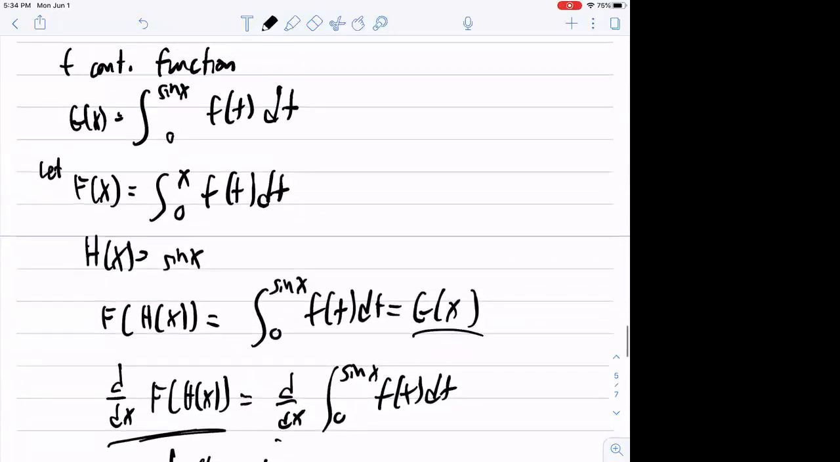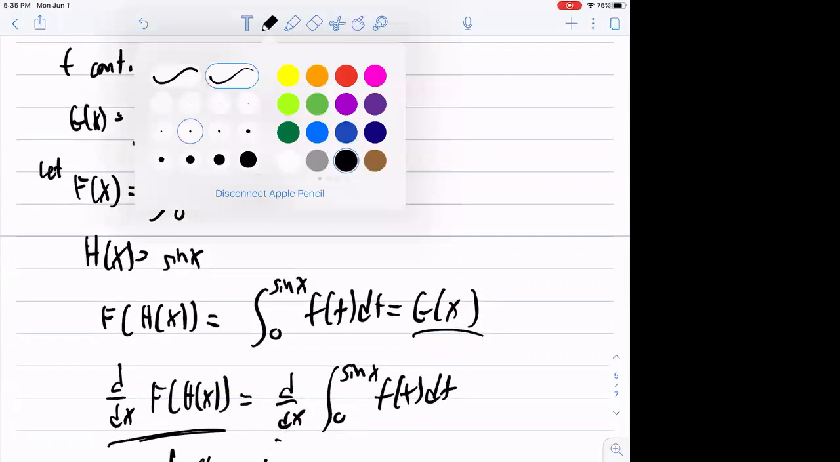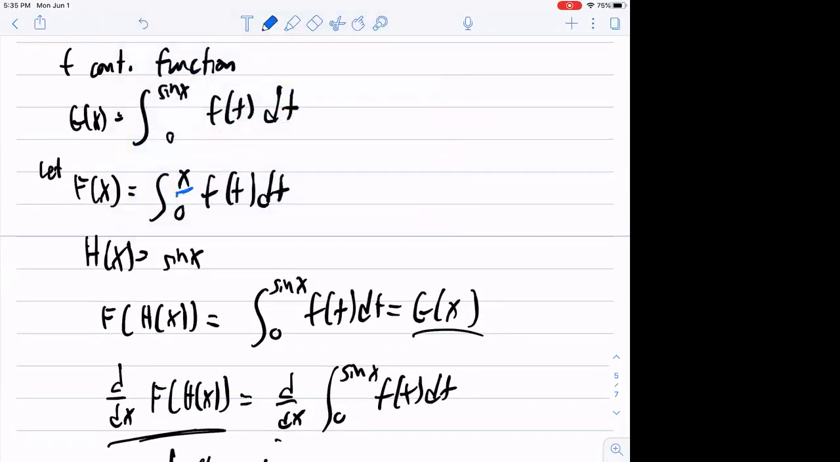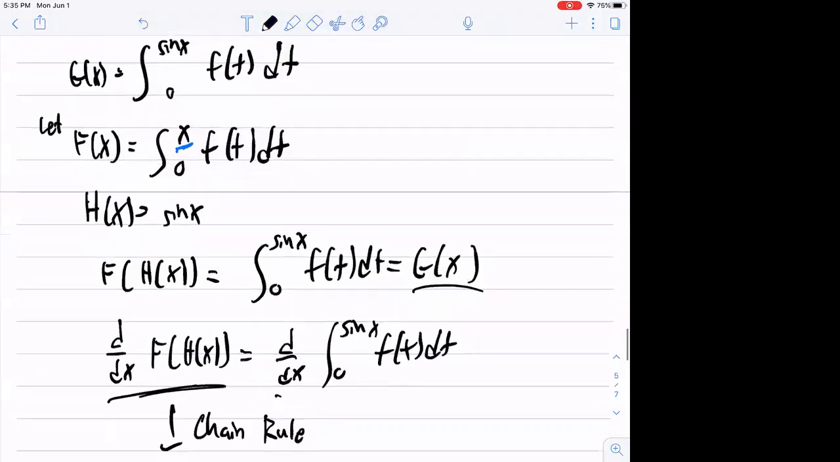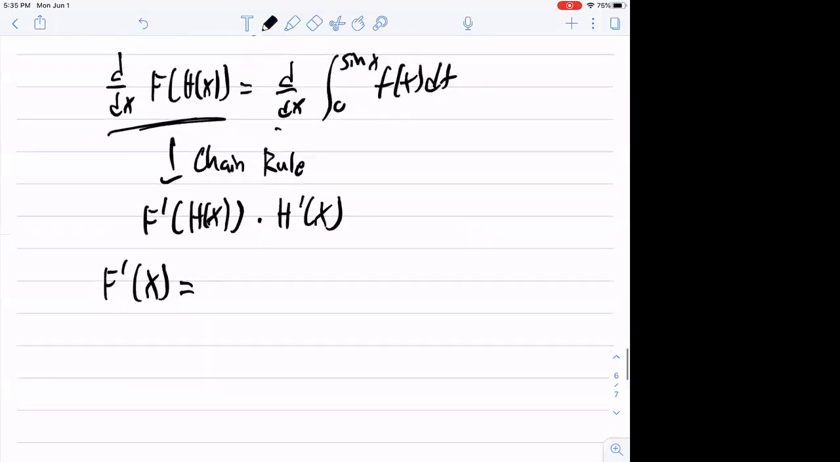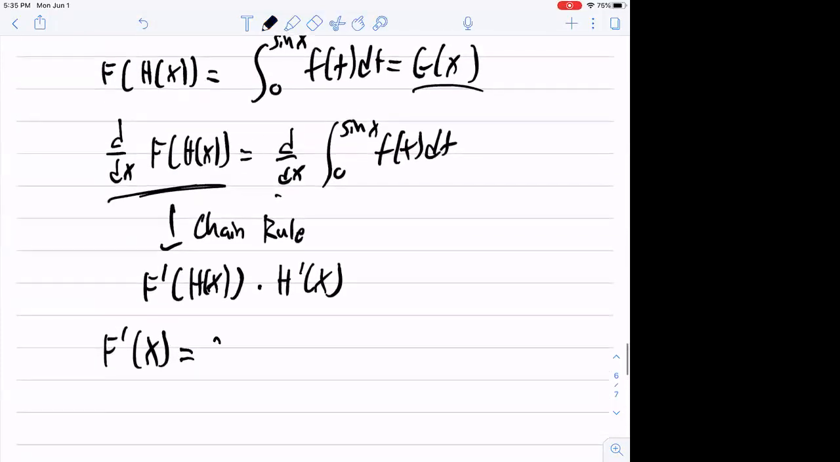That's when we can use FTC part 2, right? Because I want f prime, but it has the x on top instead of the sine x. So f prime of x is just f of x, right? I just plug in the x by FTC part 2.